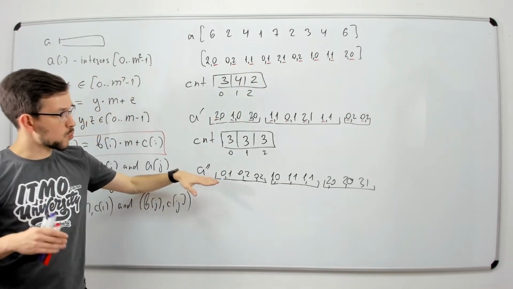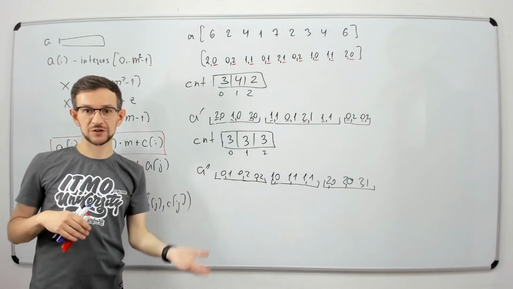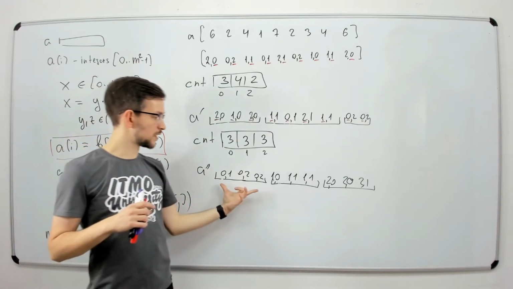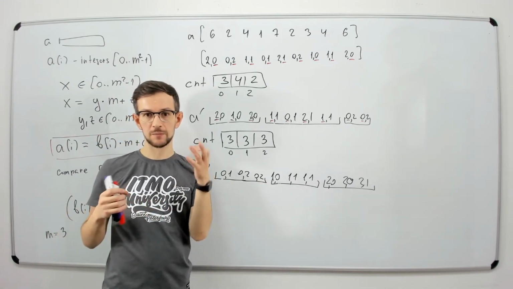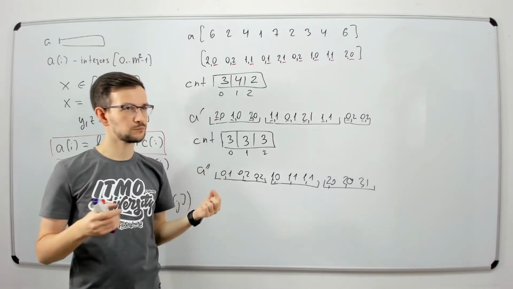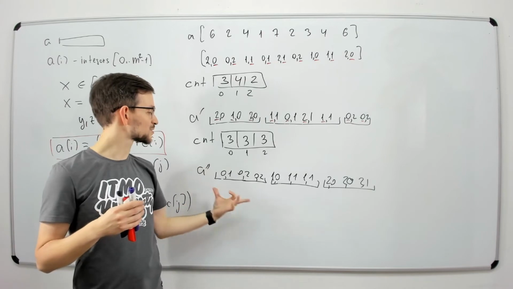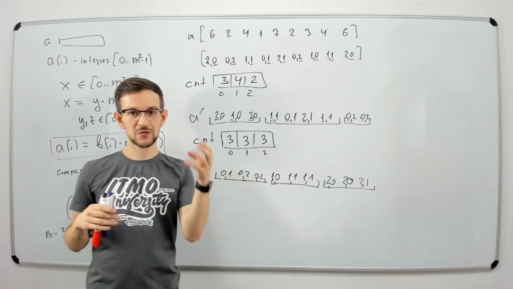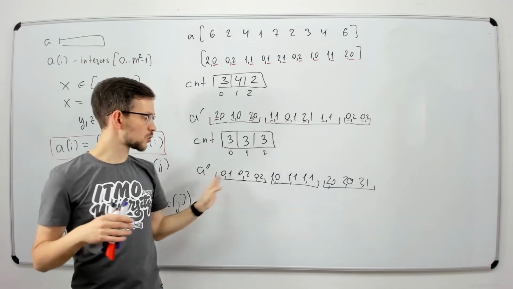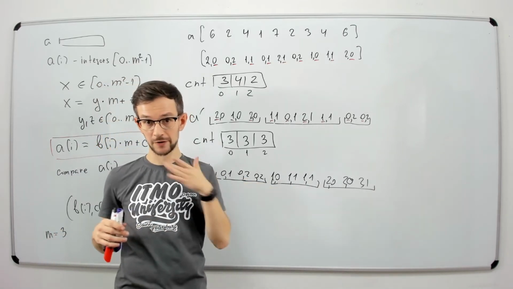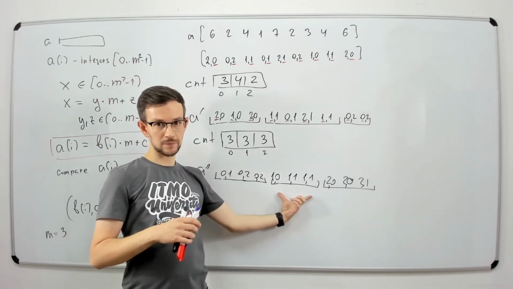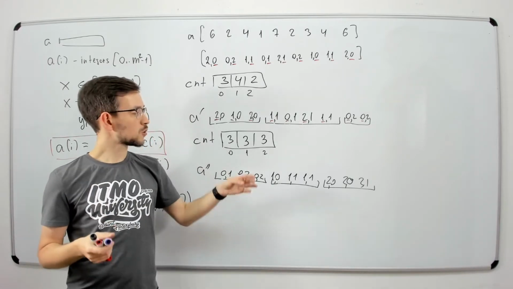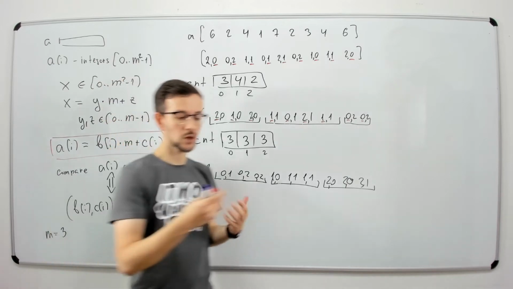Okay, why is this array sorted after the second iteration of the counting sort? Because this array is sorted by the first element of the pair, because we just sorted it by the first element of the pair. And in each bucket, all elements are sorted by the second element of the pair because the counting sort is stable. What does it mean?